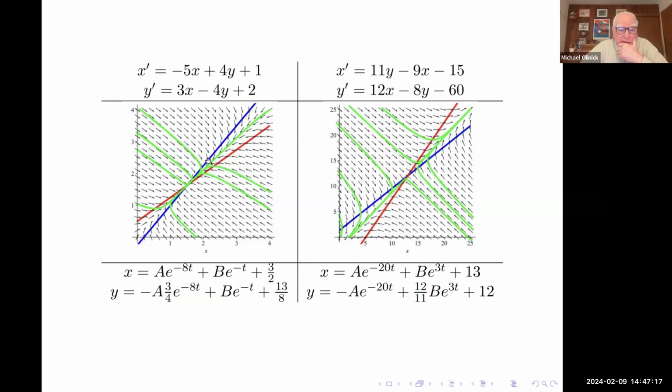So here we're beginning again with the same pair of models that we've looked at, just using some software to generate a typical set of trajectories. We can actually solve them explicitly using the eigenvector eigenvalue analysis.